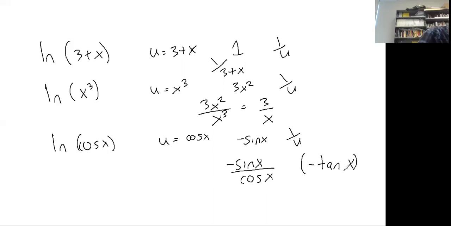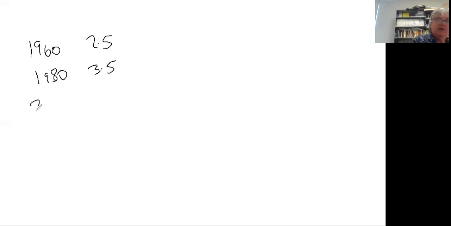Okay, in question 6, we're given that the population grows exponentially. In 1960, there was 2.5 billion. In 1980, there's 3.5 billion. How many are there in 2010?